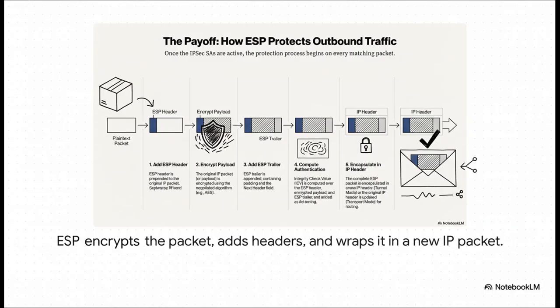So here's how that armor gets put on, step by step. An ordinary packet shows up. First, an ESP header gets slapped onto the front. Next, the entire original packet, all of your data, is encrypted, making it totally unreadable. Then an ESP trailer is added to the back. After that, a powerful integrity check is calculated over the whole thing to make sure it can't be tampered with. And for the final step, this entire armored package is wrapped up inside a brand new IP packet, hiding everything about the original. It's now ready for its journey across the public internet.